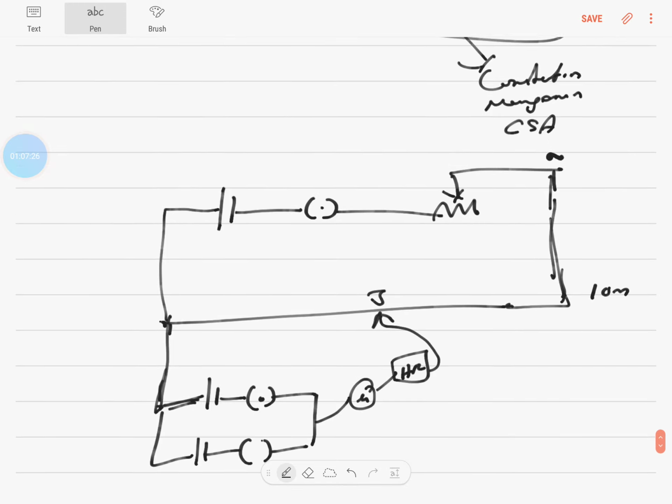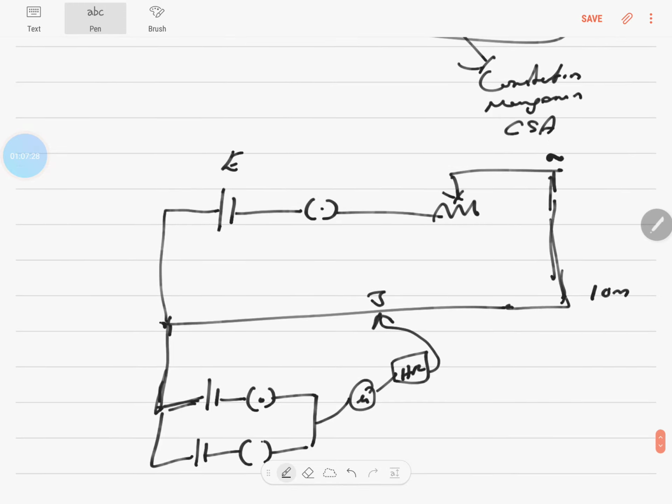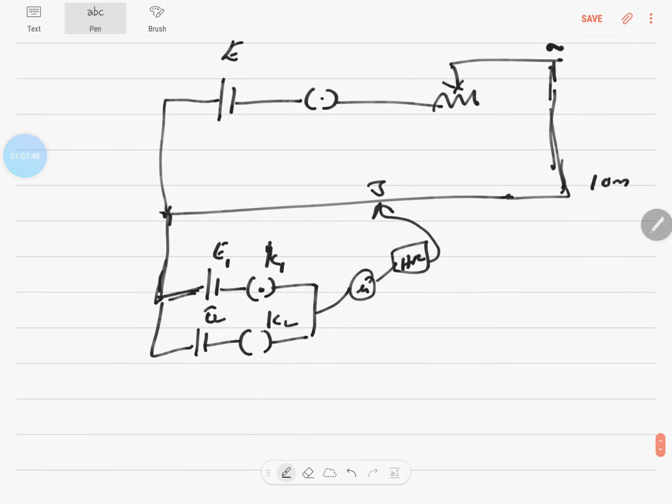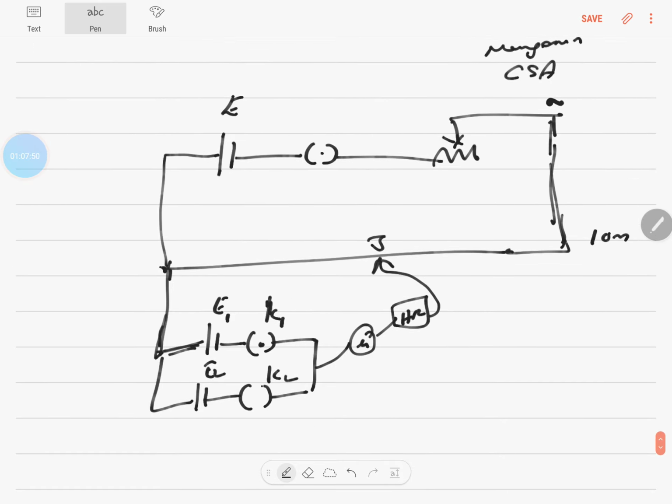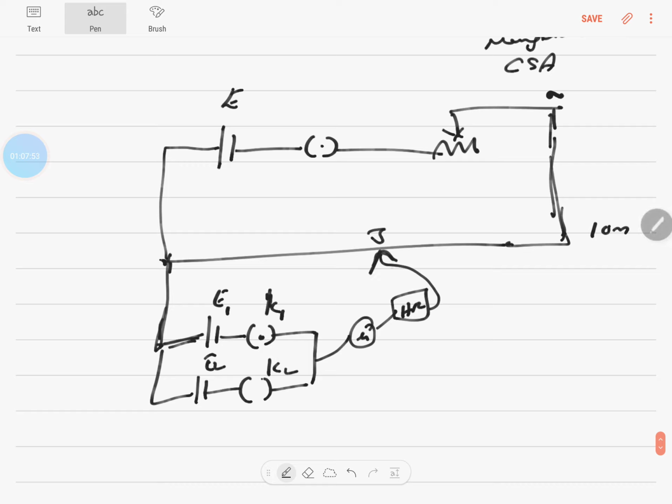This is the original aim: we're going to compare 2 EMFs of batteries. Supposing you want to compare 2 EMFs, this is E1 and this is E2. There's a K1 and there's a K2. As we run the jockey along the metallic wire, at some particular length the galvanometer will show 0 deflection, and you can measure that length.